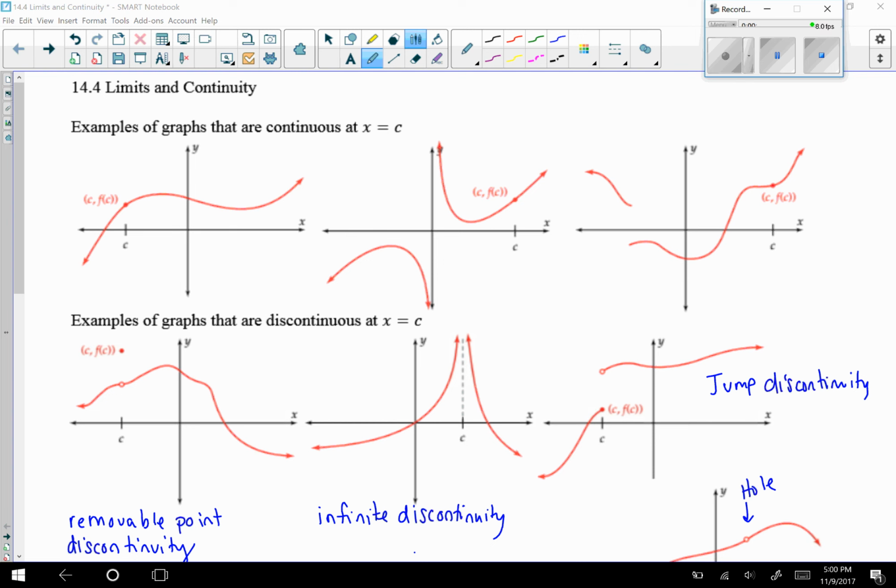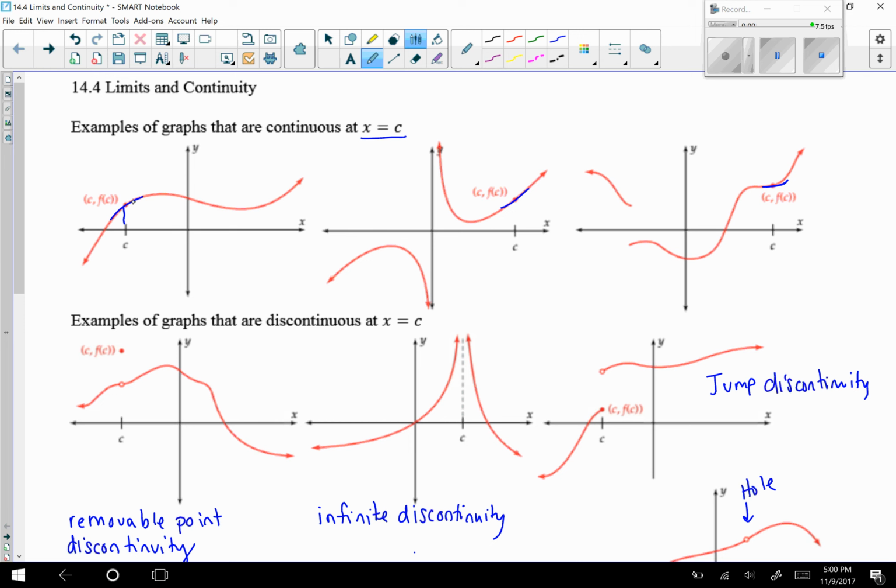Limits and continuity. So the first three graphs that we have are examples of graphs that are continuous at an x value of c. And again, we're only looking at the x value of c. If I look at this x value of c right here, I know this is continuous because from the left and the right side, I don't have to lift up my pencil to go through that point. Same thing for the next graph. From the left and the right side, I don't have to lift up my pencil to get to the point c, and same thing on this last graph here.